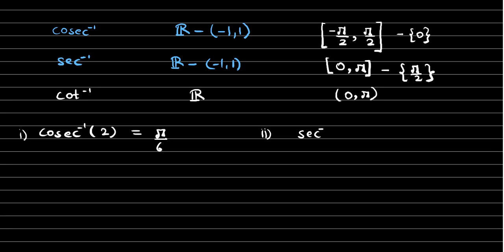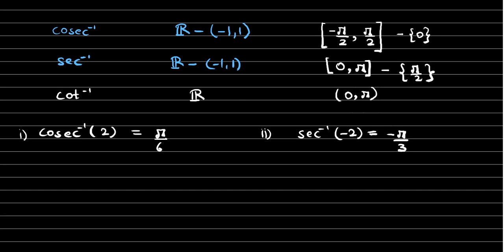Ma'am, why does minus pi by 3 not lie in my range? See, sec inverse minus 2 was there. If it was plus 2, you would take pi by 3. But it is minus 2, so the negative angle is coming for this. But look at the definition. I don't have any negative angles in my range, so I cannot write this as an answer. So to make it positive, I am adding pi.